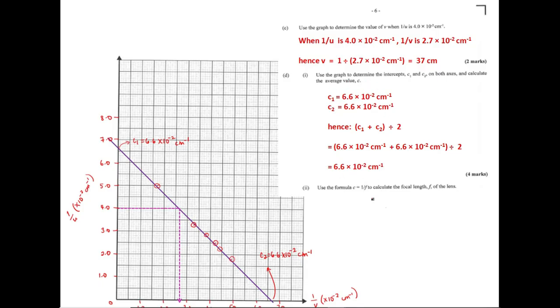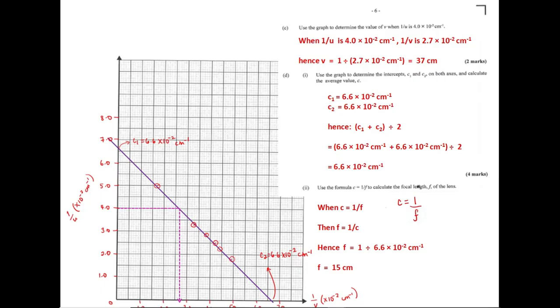6.6. Okay, so they said to use the formula C equals 1 over F to calculate the focal length F of the lens. So given that formula, you're going to have to transpose, and once you know to transpose, you could answer the question well. So when C is equal to 1 over F, then F will be equal to 1 over C. It's an easy transposition. Maybe I should stop saying easy because some people don't understand transposition.